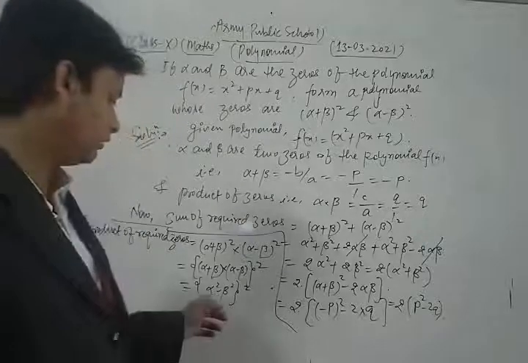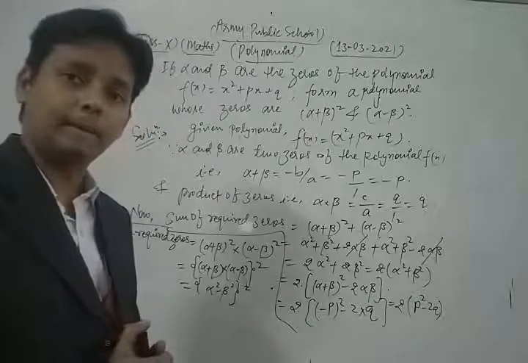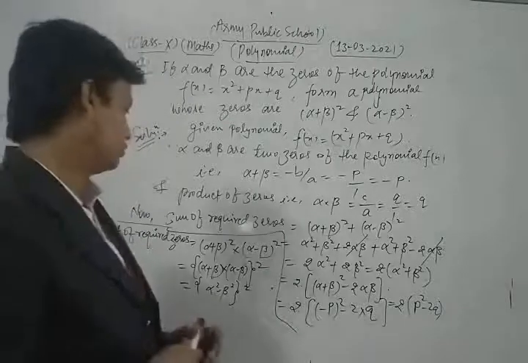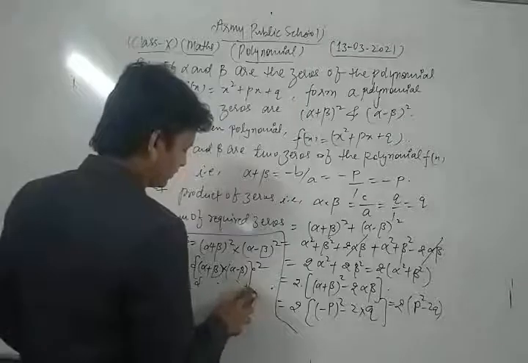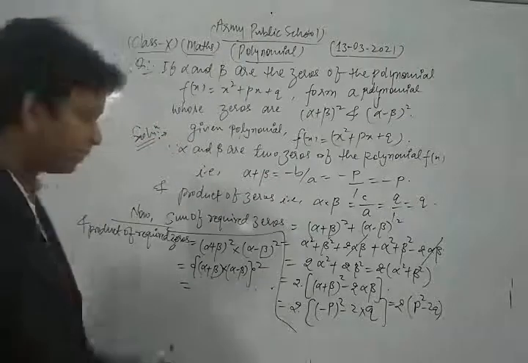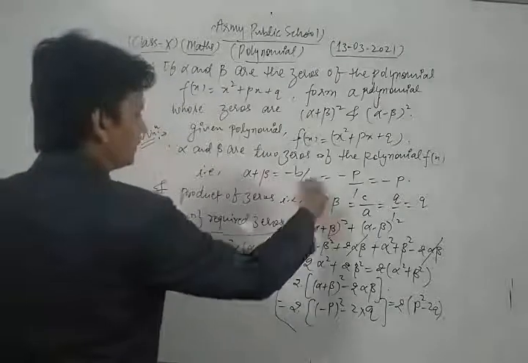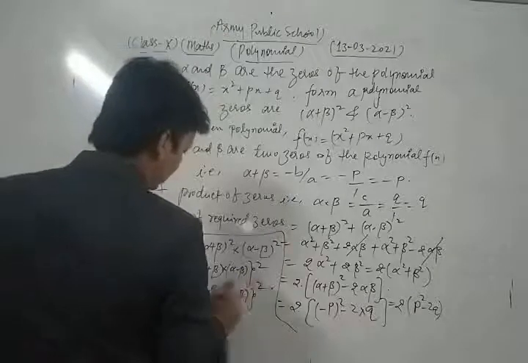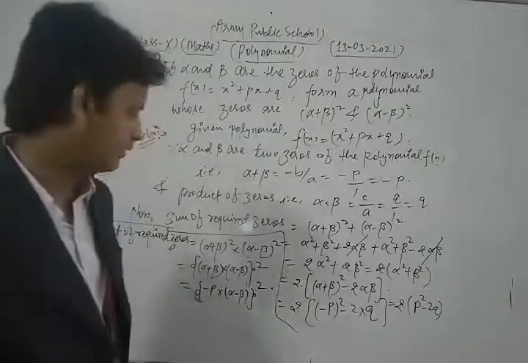Now first of all we find the value of alpha square minus beta square. In which form? Let's see. We don't write it in this way, dear students. We already know the value of alpha plus beta, so we put alpha plus beta, which is minus 3, into alpha minus beta whole square. Now we find the value of alpha minus beta.